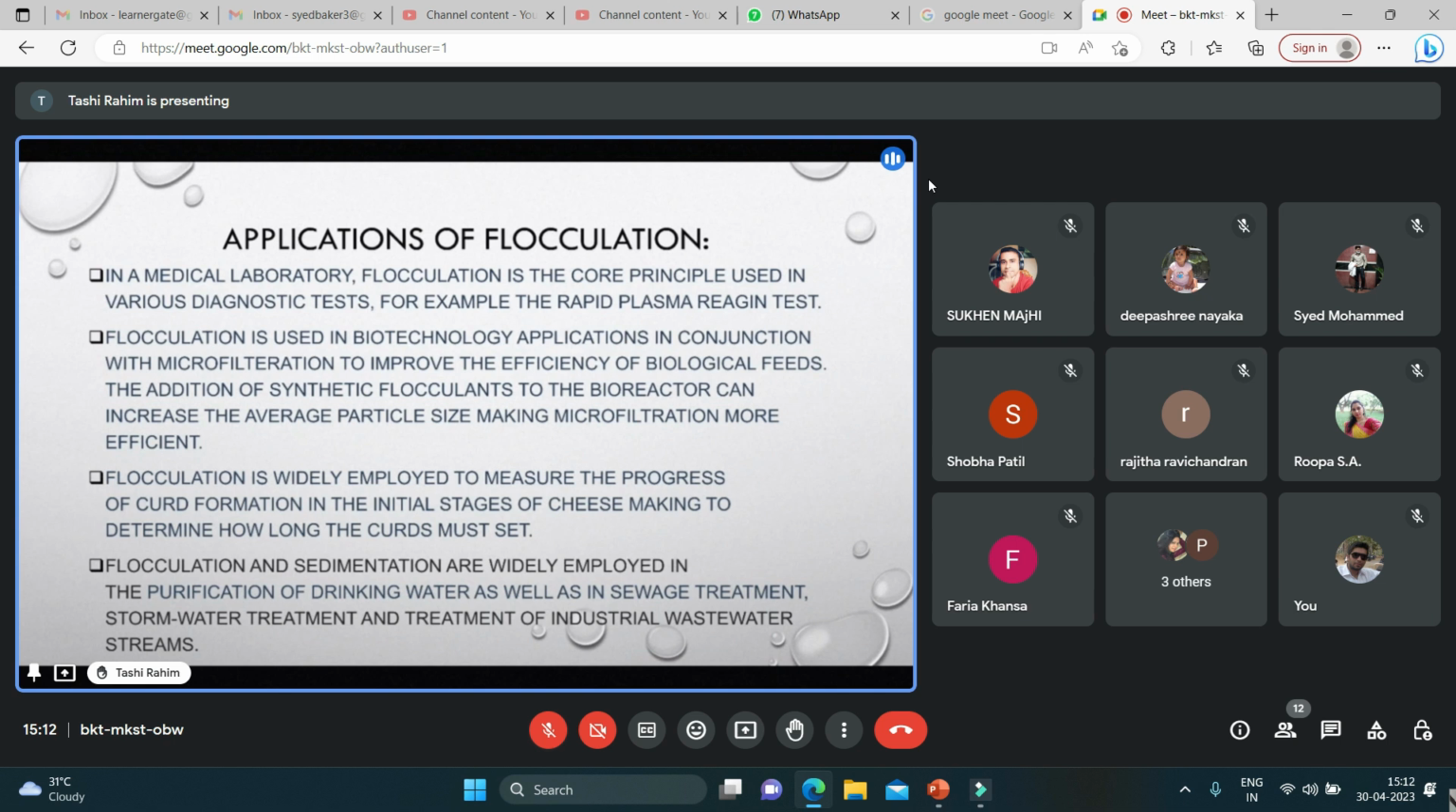Flocculation is widely employed to measure the progress of curd formation in the initial stages of cheese making, to determine how long the curd must be left. Flocculation and sedimentation are widely employed in the purification of drinking water as well. Like I mentioned in the second slide itself, it is used for separation. As well as in sewage treatment, stormwater treatment, and treatment of industrial wastewater streams.